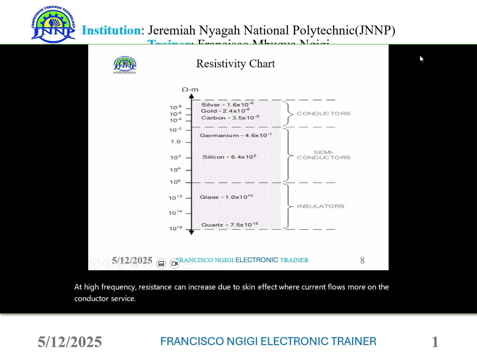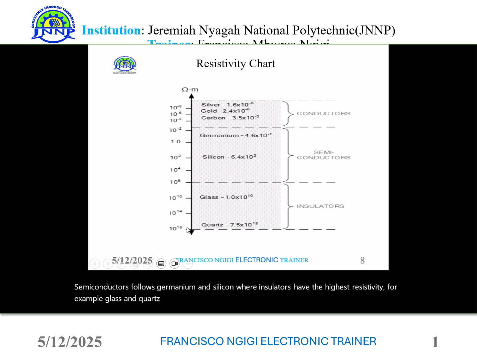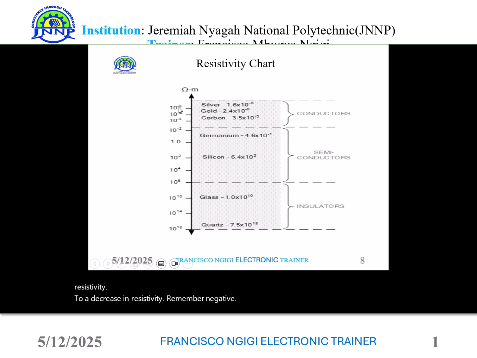We have a chart showing that resistivity is lower in conductors like silver, gold, and carbon. Semiconductors follow, germanium and silicon, while insulators have the highest resistivity, for example, glass and quartz. It shows that we are moving from an increase in resistivity to a decrease in resistivity. Remember, a negative shows a lower value, while a positive shows a higher value. A very important chart.